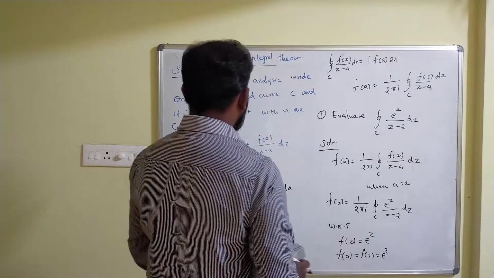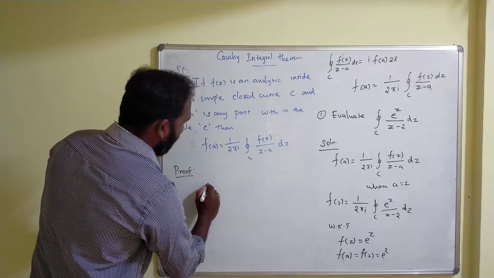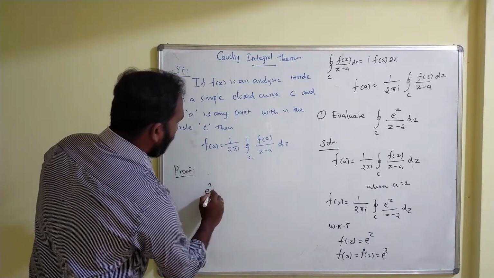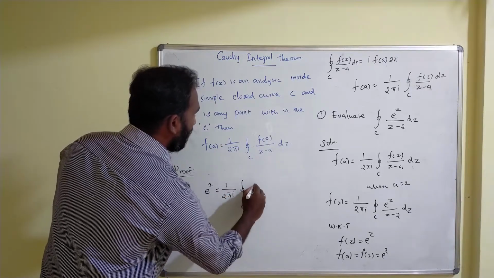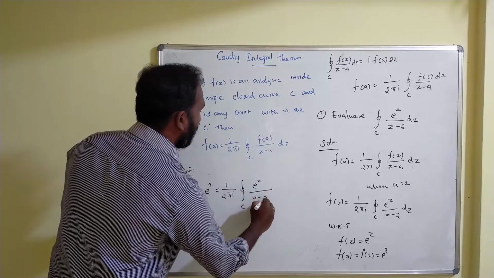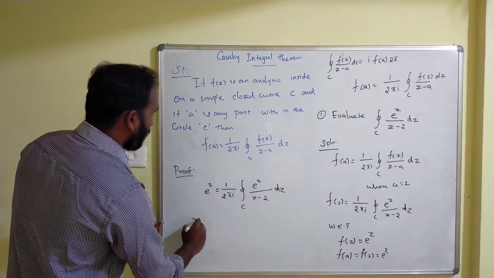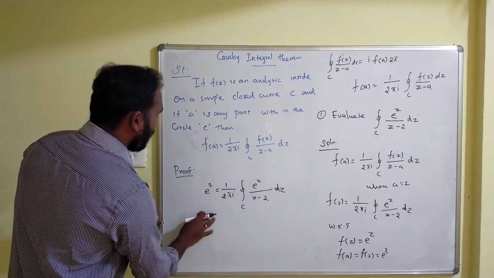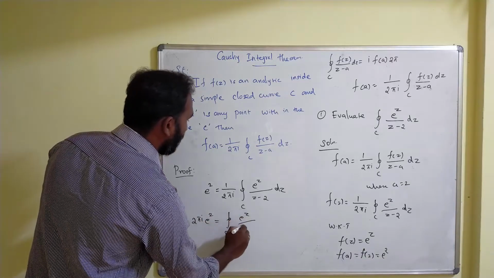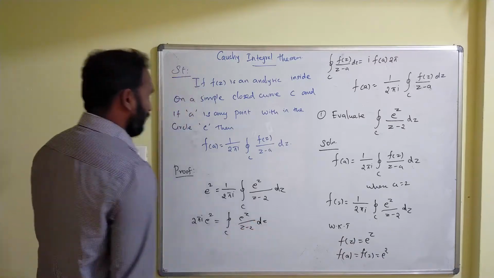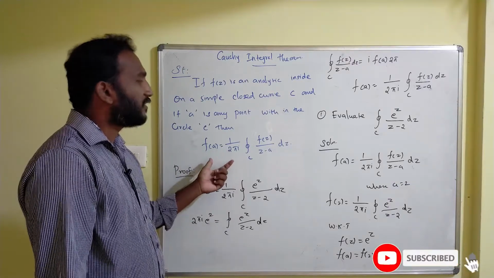Now substitute this value here, what will you get? f of 2, that is e power 2, is equal to 1 by 2 pi i integral over C e power z divided by z minus 2 into dz. We need to find only this value, bring all the terms here. So 2 pi i into e power 2 is equal to integral over C e power z divided by z minus 2 into dz. So that's it. This is the problem solved using the Cauchy integral formula.